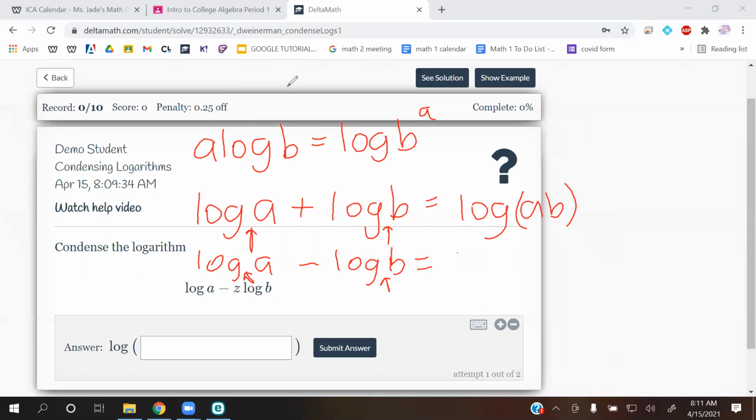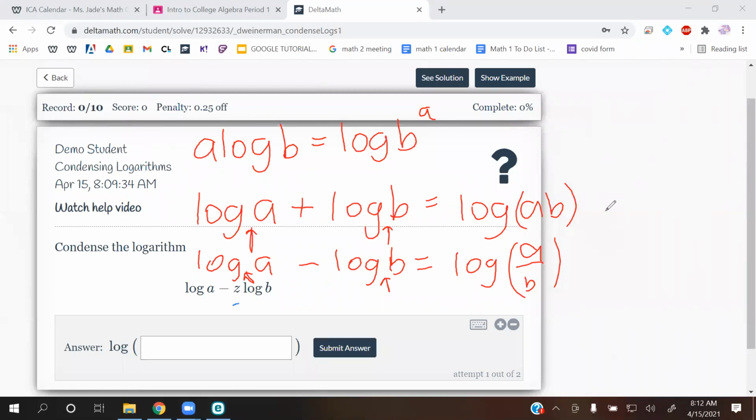This would give you log, well, the opposite of adding is subtracting, and the opposite of multiplying, which we did over here, opposite of multiplying would be dividing. So A divided by B, okay? So I think these are the 3 basic log rules. I'll give you guys a moment to write it down because these are important, okay? So write these down.